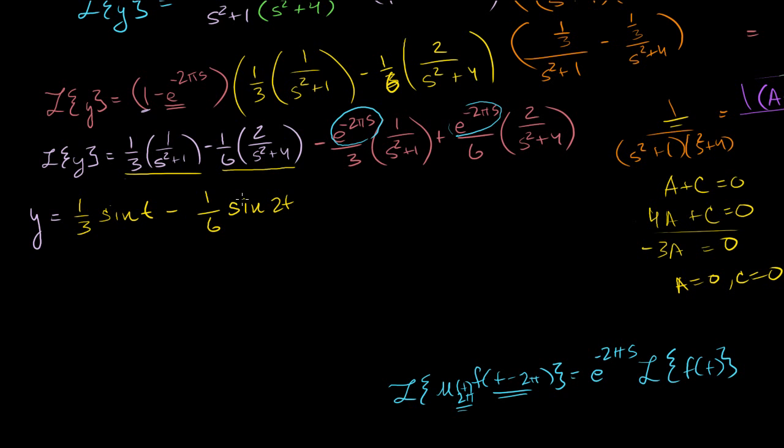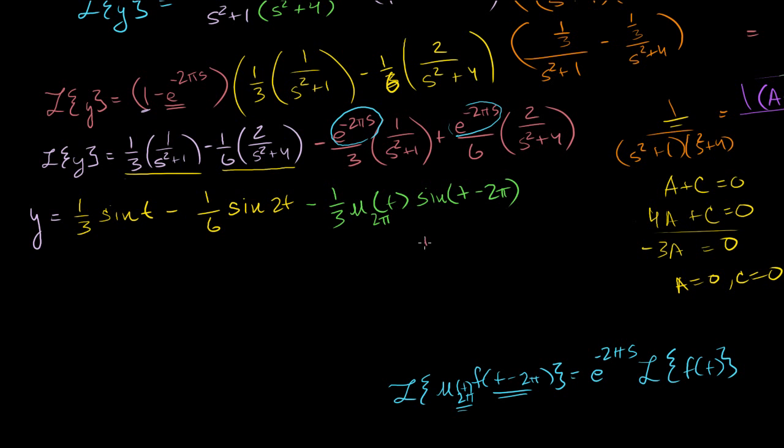So this is going to be minus 1/3 times the unit step function, where c is 2 pi, of t, times, instead of sine of t, sine of t minus 2 pi. And then we're almost done. Almost done. I'll do it in magenta to celebrate it.